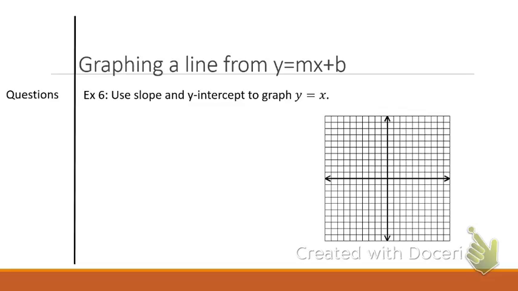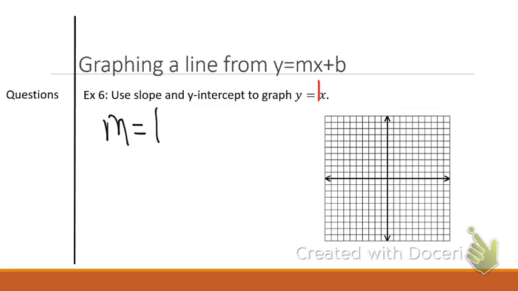Well, the steps are the same. Identify the slope. Slope is going to be the number in front. Just like we did on the last slide, y equals x, but we know that there's a 1 in front. So I can write for my slope m equals positive 1.